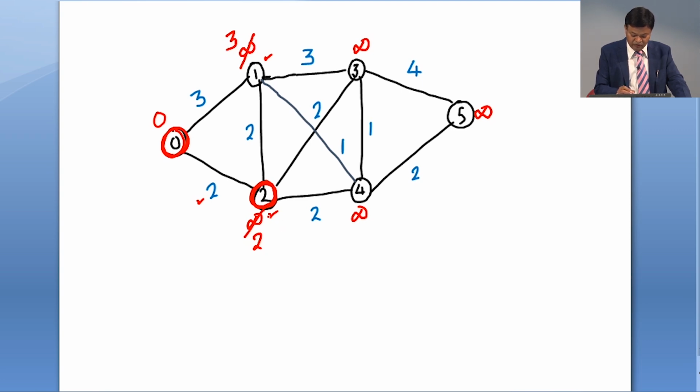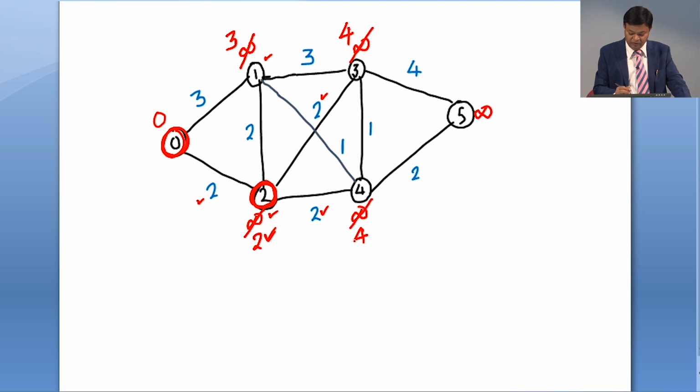Any other node which is directly connected from 2? Yes, I can find node number 3 which is directly connected from 2. So what will be the distance up to 3? 2 plus 2, that is 4, and 4 is smaller than infinite, so I'll replace infinite by 4. Any other node which is directly connected to 2? Yes, 4. What is the distance? 2 plus 2, that is 4. 4 is smaller than infinite, so infinite will be replaced by 4.